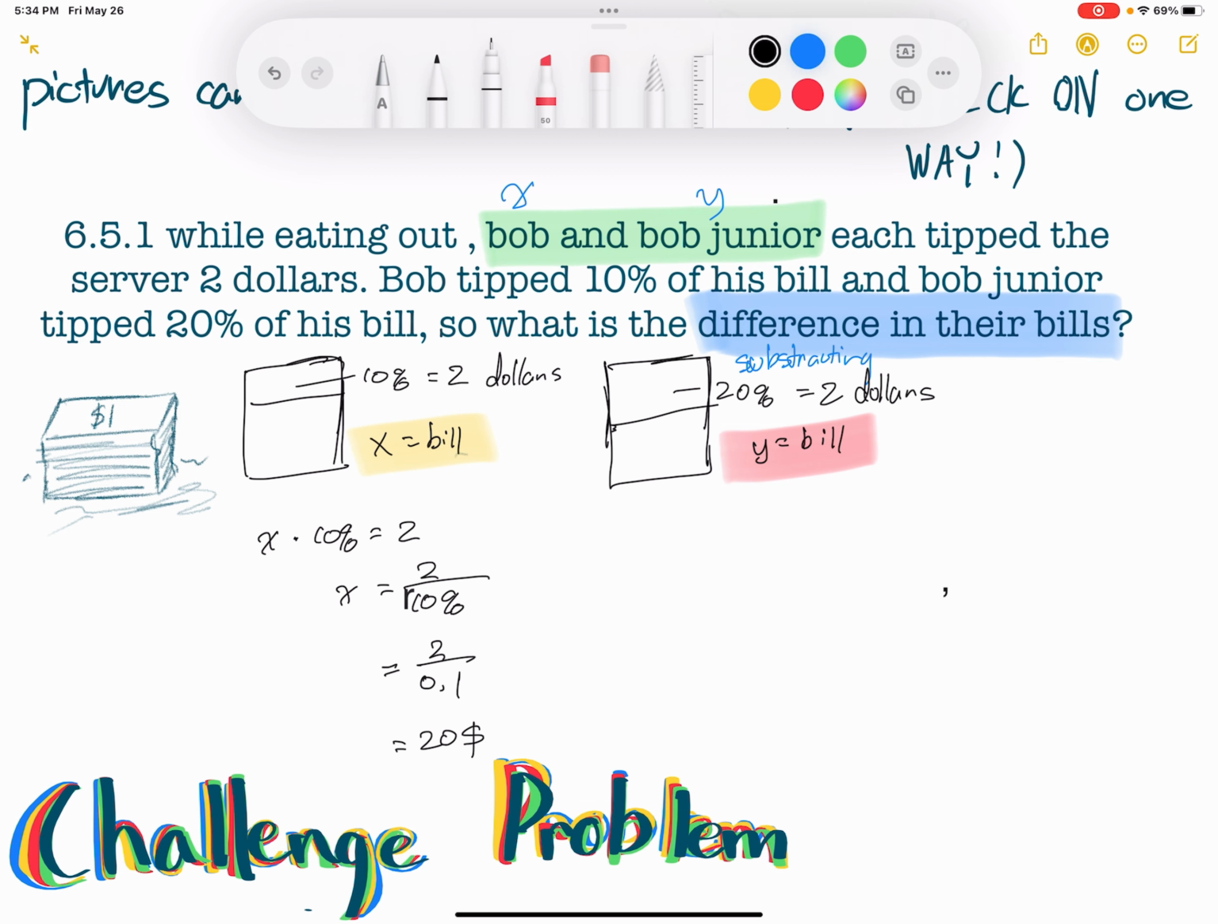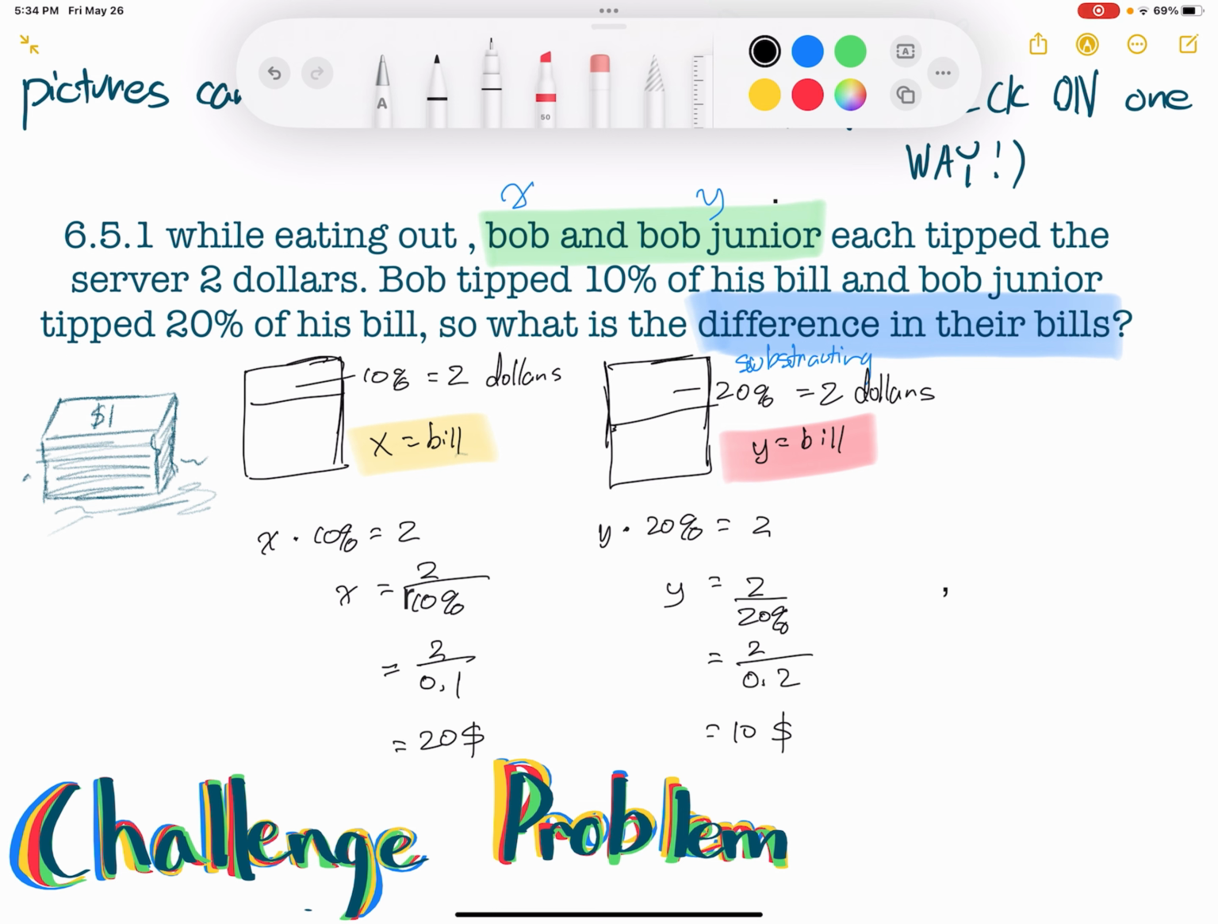Now, let's solve the more grateful Bob Jr.'s, who paid $2 out of a 20%. So same thing happens here. Y times 20% equals 2. Y equals 2 divided by 20% equals 2 divided by 0.2 equals $10 meal.